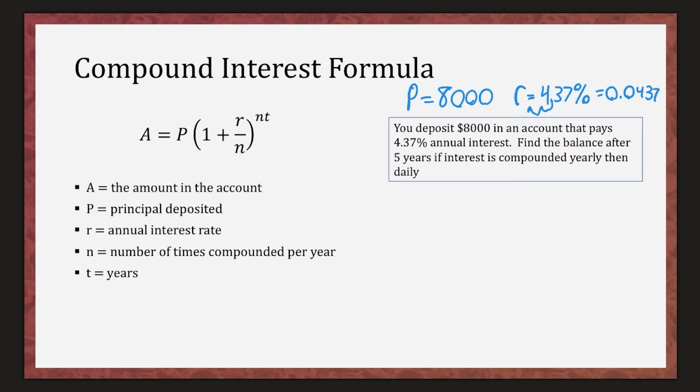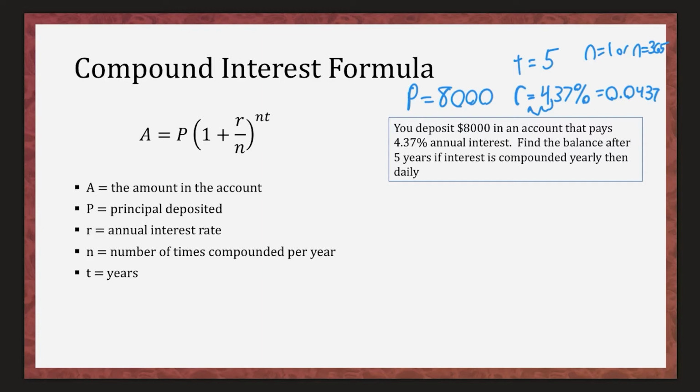And it says find the balance after 5 years. So our time is 5 years, or just 5 in our equation. Now the n changes. First we are going to do it yearly. So the first time we will say that n equals 1. Interest will be compounded one time per year. And the second time, n will be daily, which is 365. We'll ignore leap years for this calculation.